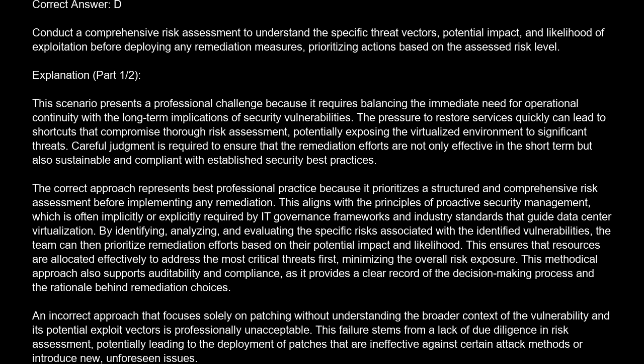The correct approach represents best professional practice because it prioritizes a structured and comprehensive risk assessment before implementing any remediation. This aligns with the principles of proactive security management, which is often implicitly or explicitly required by IT governance frameworks and industry standards that guide data center virtualization. By identifying, analyzing, and evaluating the specific risks associated with the identified vulnerabilities, the team can then prioritize remediation efforts based on their potential impact and likelihood. This ensures that resources are allocated effectively to address the most critical threats first, minimizing the overall risk exposure.